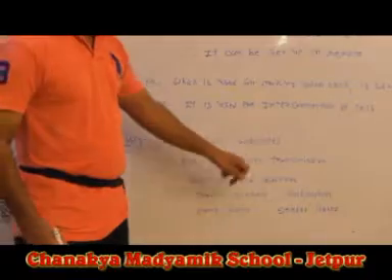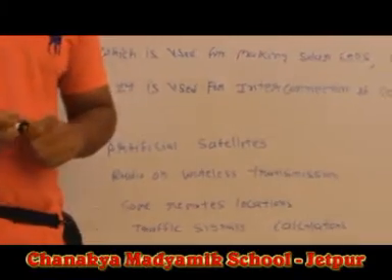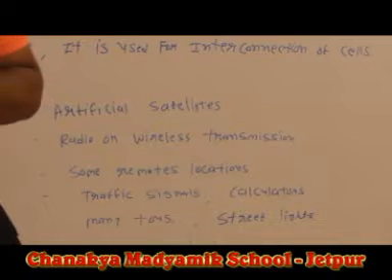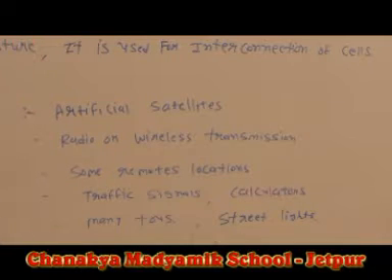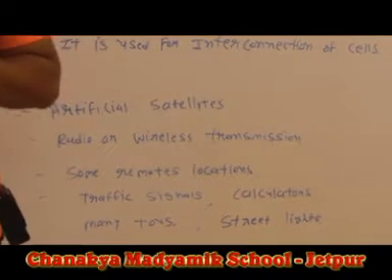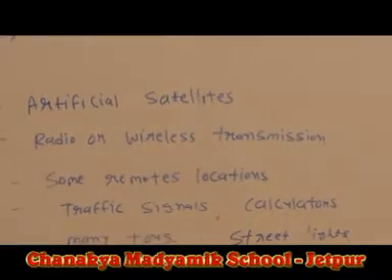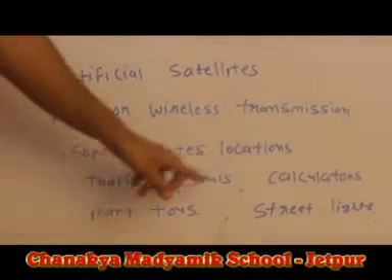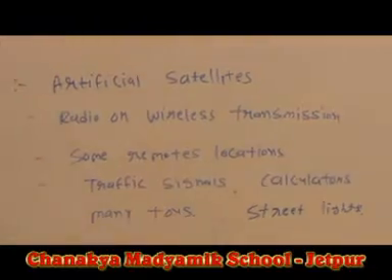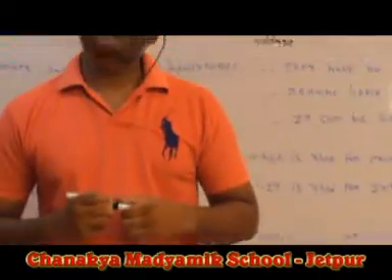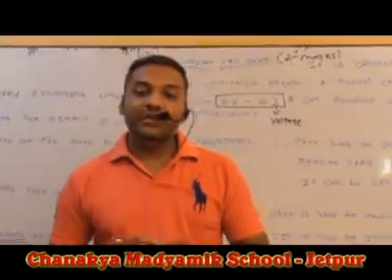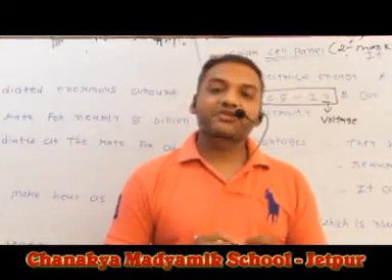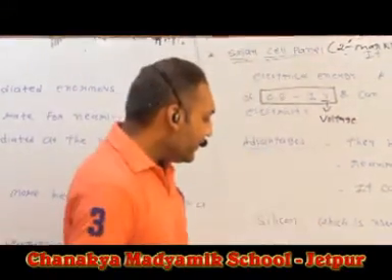Radio or wireless transmission, you have also heard this name, walkie-talkie, and some remote control transmission, which also get energy from solar power. Some remotes and locations, traffic signal and calculator. We have also heard this name, traffic signal. In it also a solar panel is set up, and they get information about any kind of relation.